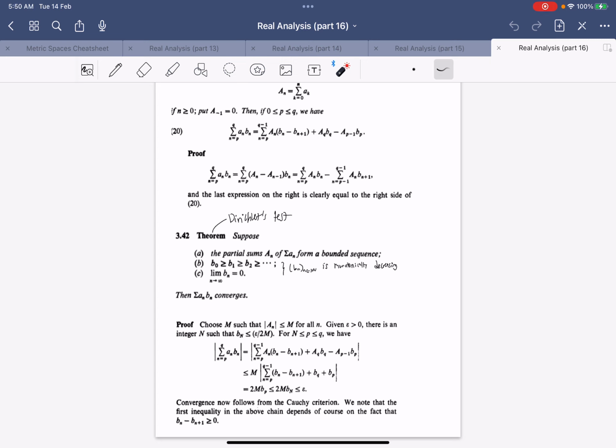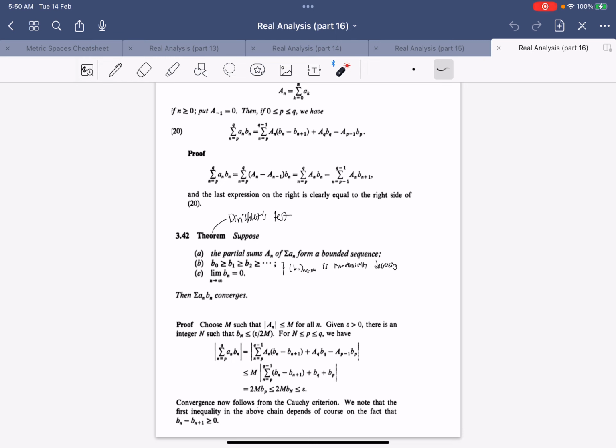Dirichlet test, and that's saying that if you know the partial sums of a_n form a bounded sequence, and you know that b_n is a monotonically decreasing sequence that converges to 0, then you know the convolution product converges. And this test is really useful whenever you see a series of a form that you can split into two series that fulfill these conditions.